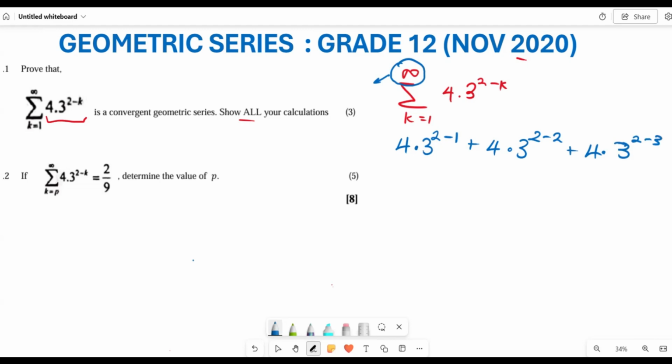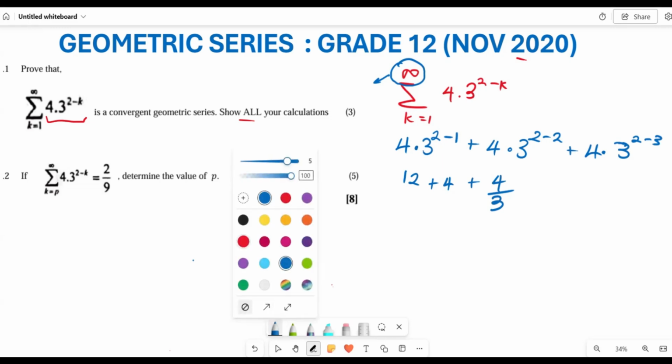And now from here, we are going to get the first three terms, right? What is this? This is same as 3 to the power of 1 and 4 multiplied by 3. This gives us 12, right? Now this is same as 3 to the power of 0, which means this is going to be plus 4. And now this is same as 4 multiplied by 3 to the power of negative 1, which means this is same as 4 over 3. Altogether, that's what you are going to have, right?